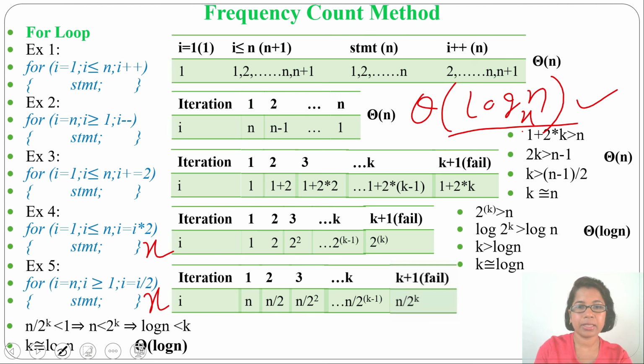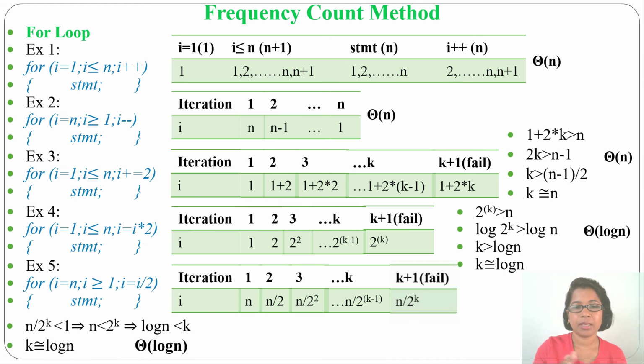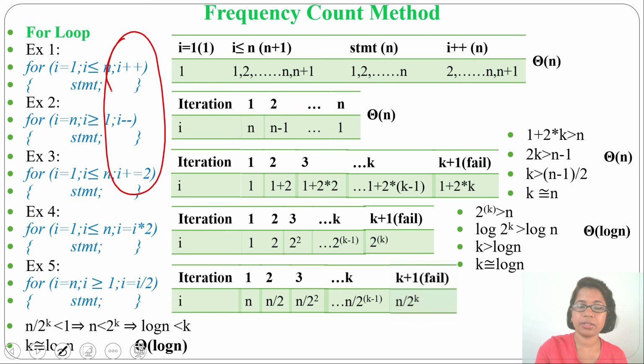Just remember this as a formula so that you can easily find the running time. You don't need to do the frequency count method. Just remember, for this type of algorithm, running time will be this. So for addition and subtraction, it will be theta of n. For multiplication and division, it will be log of n. The base will vary whether it is multiplying by 2, 3 or any number. The base will vary according to this number.